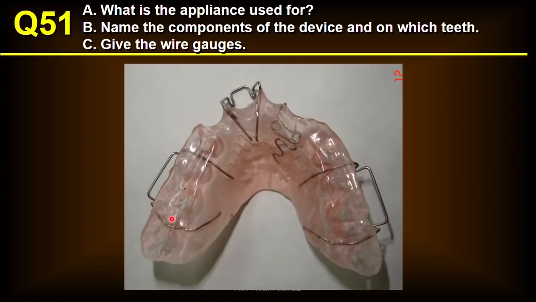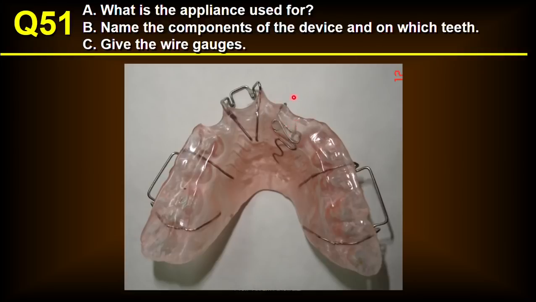So what's the appliance used for? You look at the active component, and it's a Z-spring here on the central. So it is correction of the anterior crossbite affecting this lateral incisor. Sorry, not central incisor. Name the components of the device and which teeth they sit on.